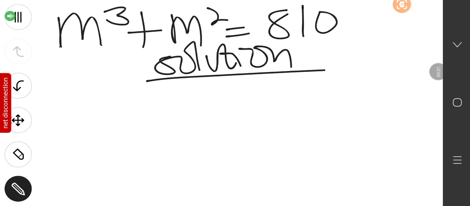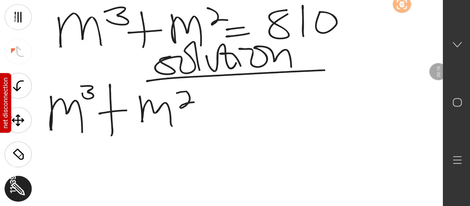m cubed plus m squared equals 810. Now this is called a cubic polynomial equation. So our equation becomes m cubed, or you can say m exponent 3, plus m squared equals, now 810 is the same as 81 times 10.